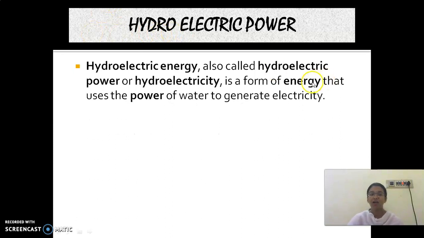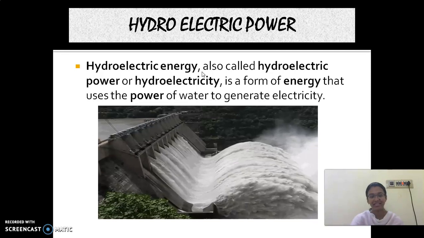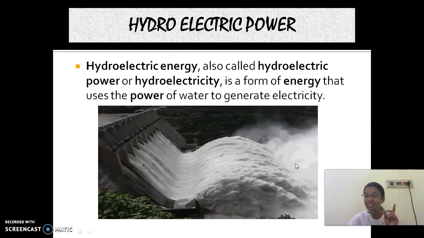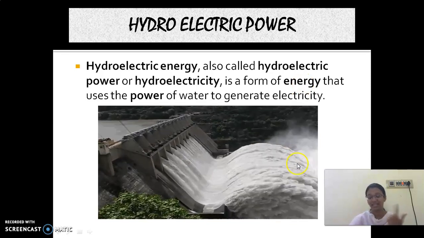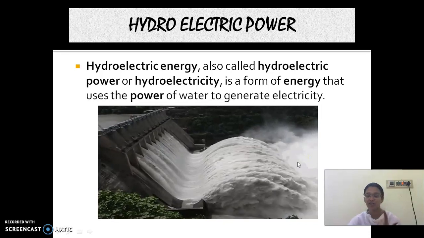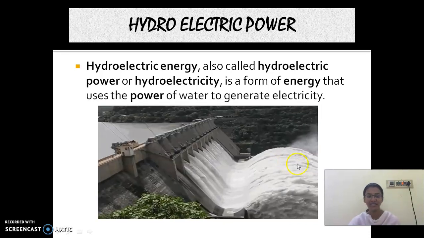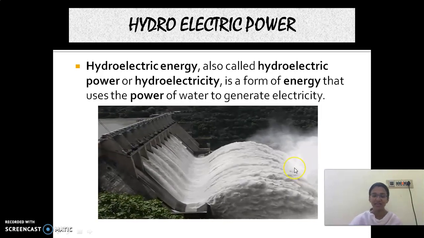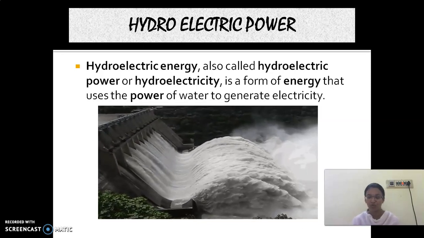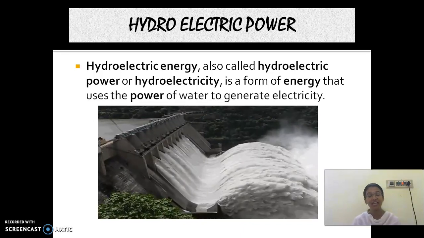It is also called hydroelectric energy, hydroelectric power or hydroelectricity. It is used to generate electricity. When water flows at a very high speed, a turbine located there rotates. Due to that rotation, charge is produced, and from that charge, electricity is produced. Clear, children? Where is it? In Mettur. Hydroelectric power is situated in Mettur.